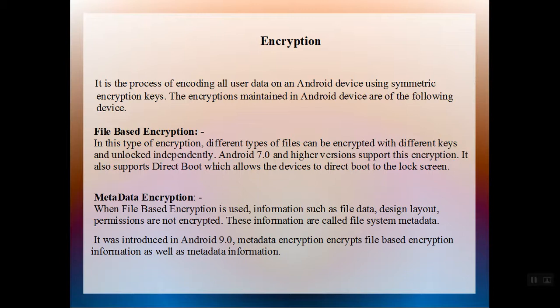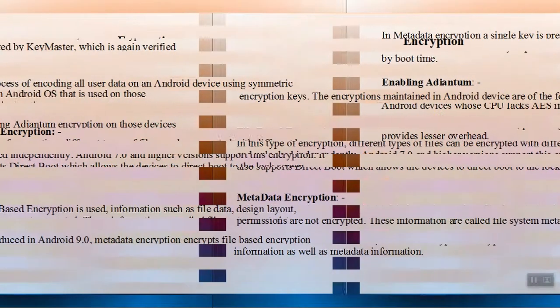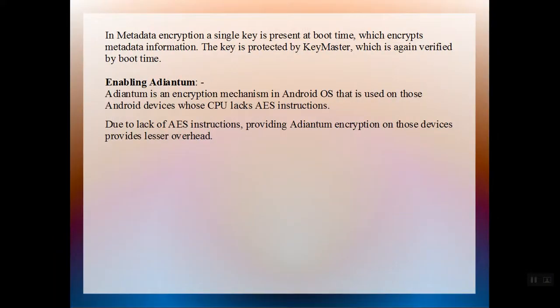Metadata encryption. When file-based encryption is used, information such as file data, design layout, permissions are not encrypted. These information are called file system metadata. It was introduced in Android 9.0. Metadata encryption encrypts file-based encryption information as well as metadata information. In metadata encryption, a single key is present at boot time, which encrypts metadata information. The key is protected by key master, which is again verified by boot time.